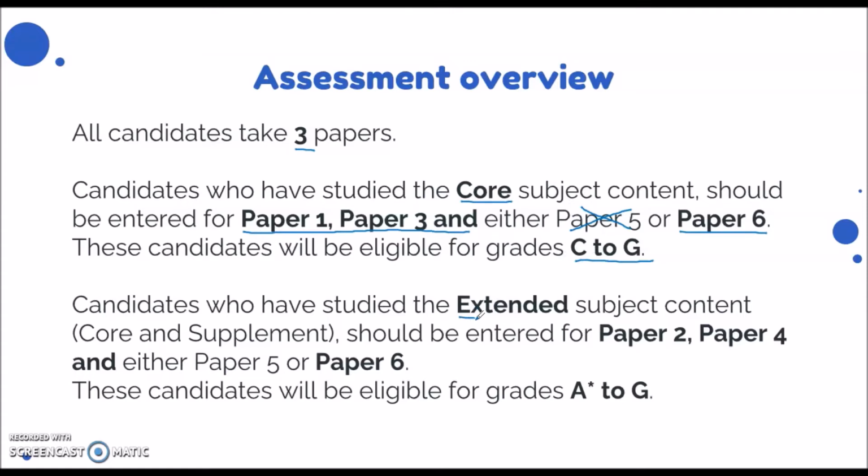Whereas for extended subject content, in the extended paper we have core and supplement. Basically it covers everything. You should be entered for paper 2, paper 4, and paper 6. Either you sit for core or extended, you will both sit for paper 6. Paper 5 we don't have in our school. Extended students will be eligible for grades A star to G. The highest grade for extended is A star, whereas for core students it is C.